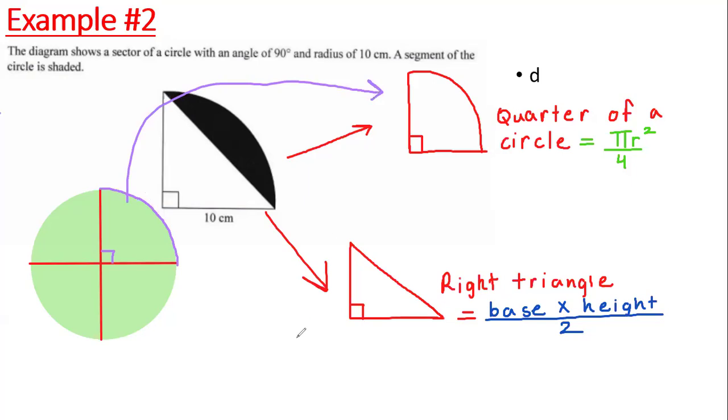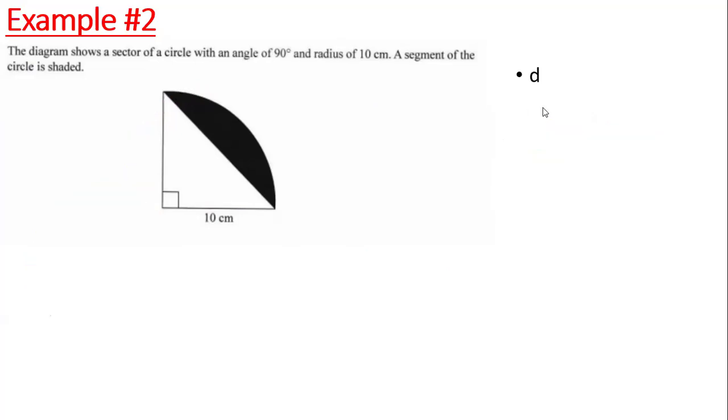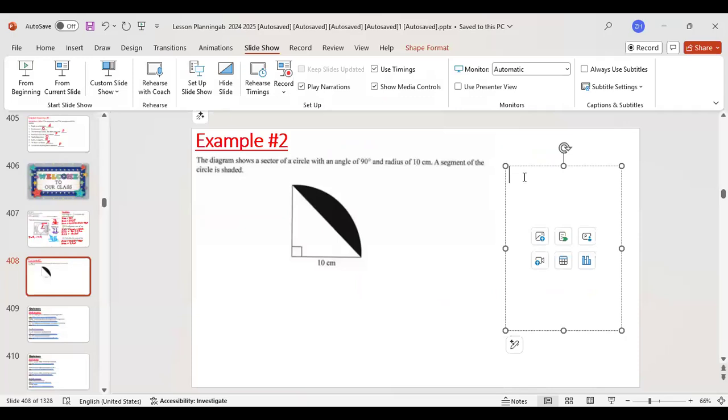Good. So what I need to do now is write down the questions. So we got a visual representation of everything that we're dealing with. We have our formulas. So let's write down the questions. Now let me move all this stuff from the screen and answer these questions.